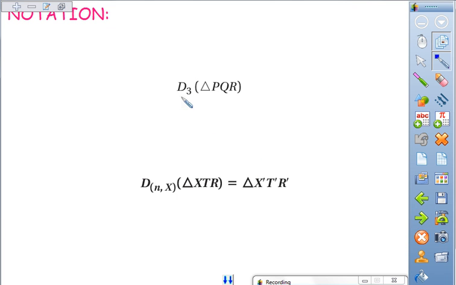So here's our notation for a dilation. It's a capital D, and then 3 would be our scale factor. So for this triangle, we would triple all the side lengths. Down on the bottom, same type of idea, where here would be our scale factor, and X would be the point that we are dilating about.